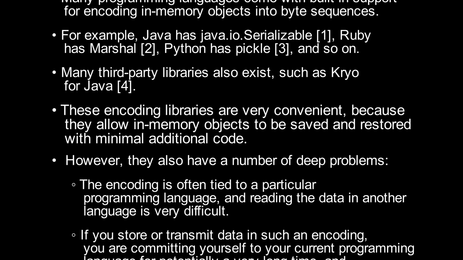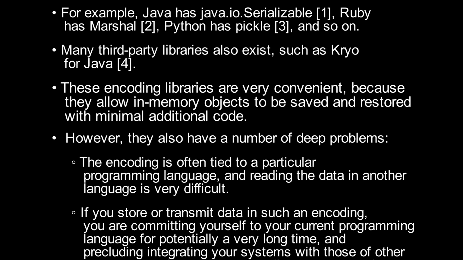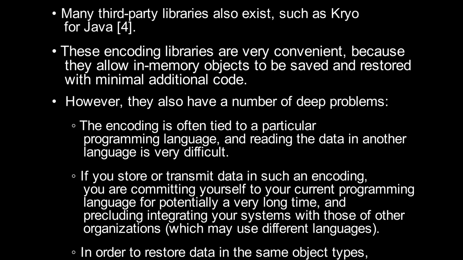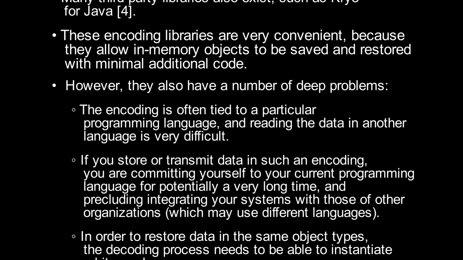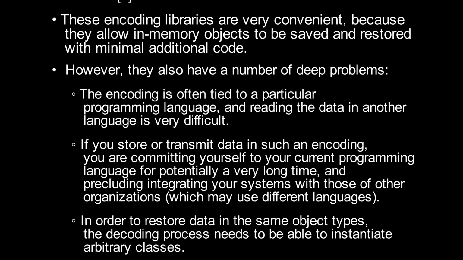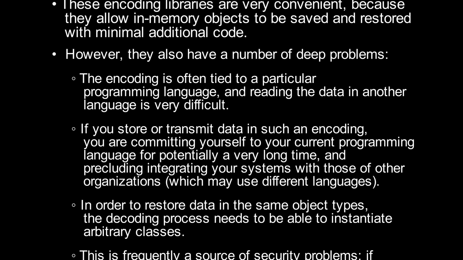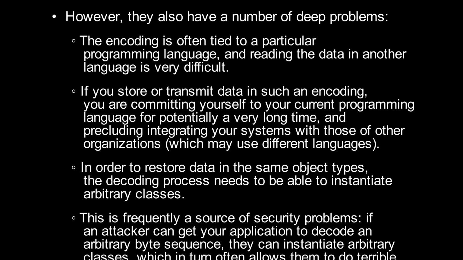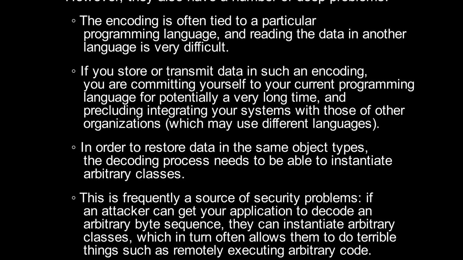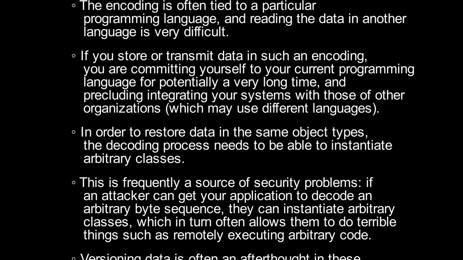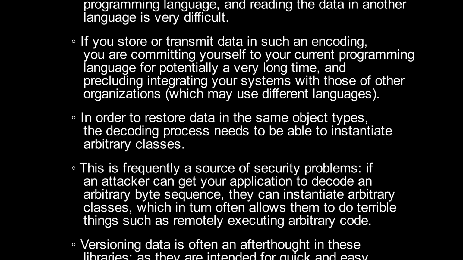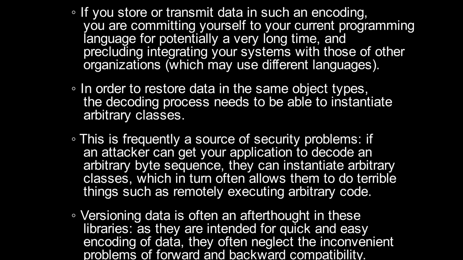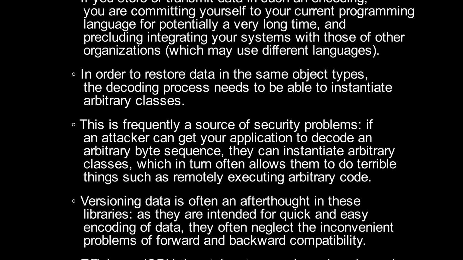The encoding is often tied to a particular programming language, and reading the data in another language is very difficult. If you store or transmit data in such an encoding, you are committing yourself to your current programming language for potentially a very long time, and precluding integrating your systems with those of other organizations, which may use different languages. In order to restore data in the same object types, the decoding process needs to be able to instantiate arbitrary classes. This is frequently a source of security problems. If an attacker can get your application to decode an arbitrary byte sequence, they can instantiate arbitrary classes, which in turn often allows them to do terrible things such as remotely executing arbitrary code.